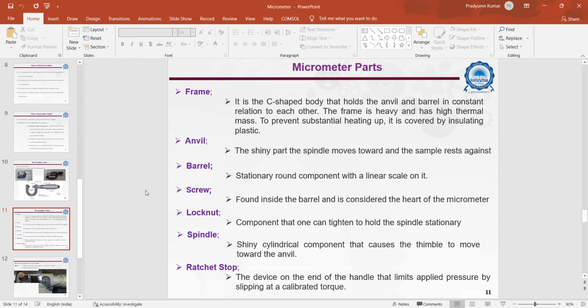Screw: found inside the barrel, and it is considered the heart of the micrometer. Lock nut: a component that one can tighten to hold the spindle stationary. Spindle: a shiny cylindrical component that causes the thimble to move towards the anvil. And the ratchet stop: the device on the end of the handle that limits applied pressure by slipping at a calibrated torque.